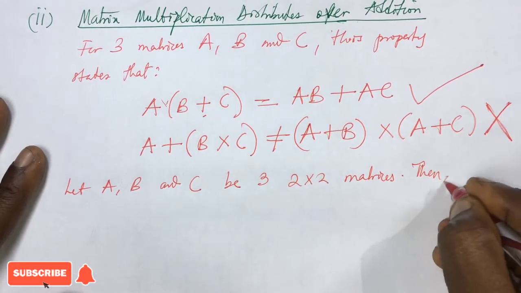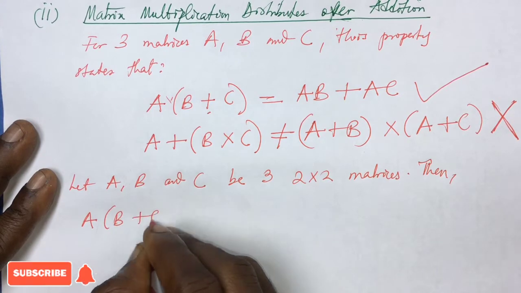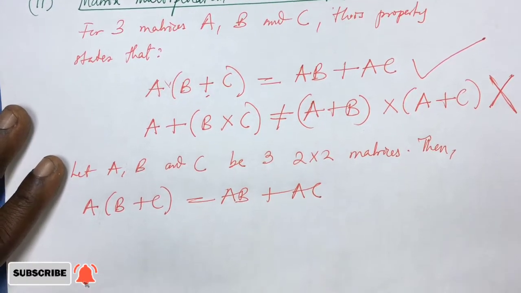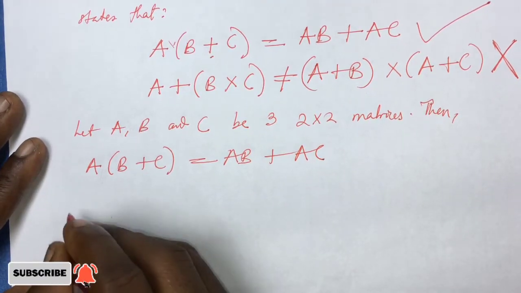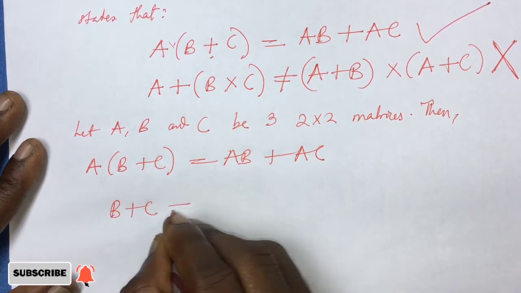Then what we want to show is that A(B + C) = AB + AC. To do that, let us start with obtaining B plus C. So I'm going to obtain B plus C. What is B plus C?